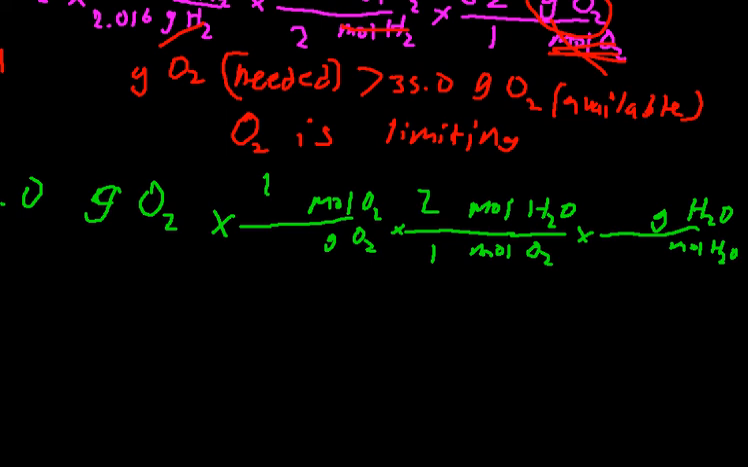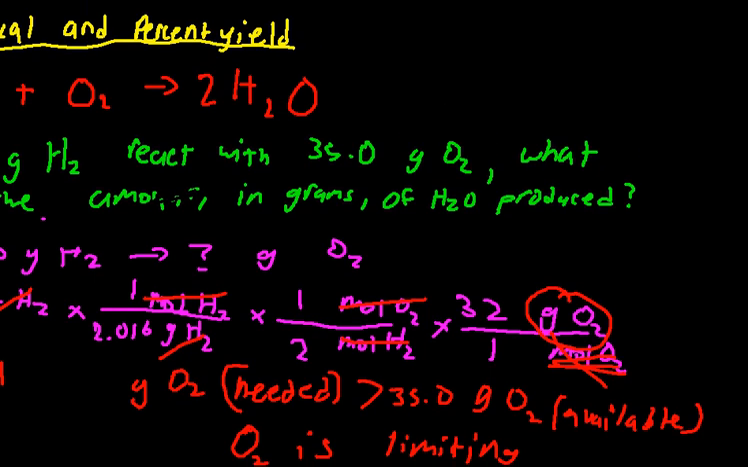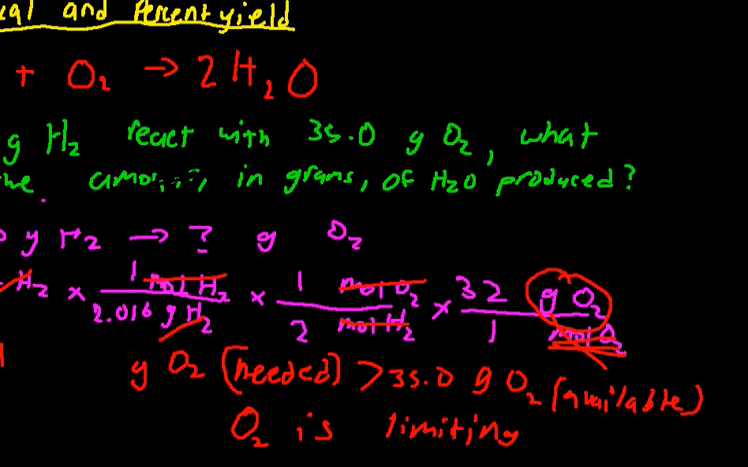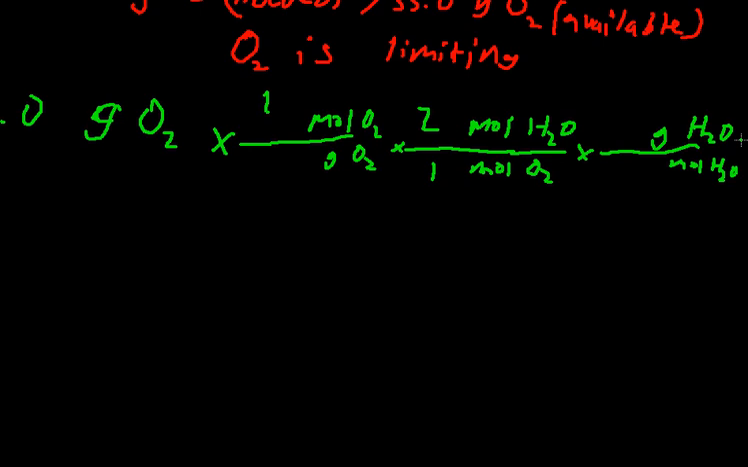Refer back to our chemical equation to verify that. We see that we need 1 mole of oxygen to react to form 2 moles of water. So we can put a 1 there, and then the molar mass of water is 18.016, and the molar mass of oxygen, as we saw previously, was 32.